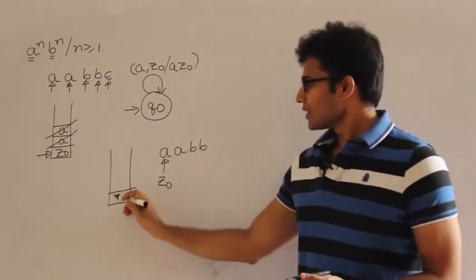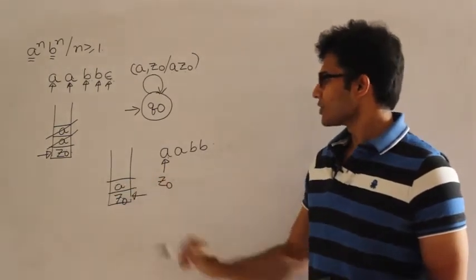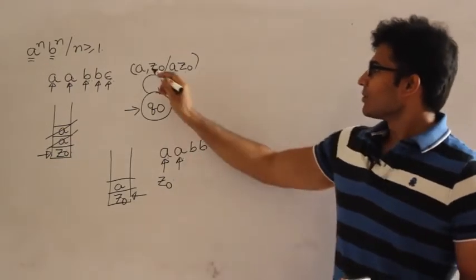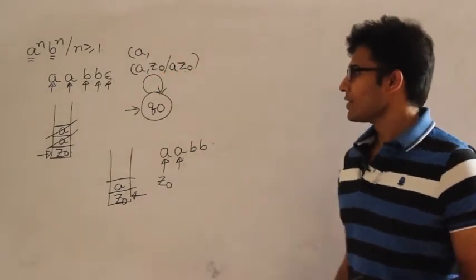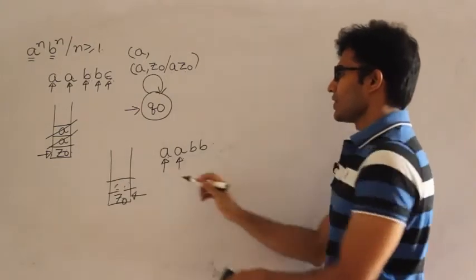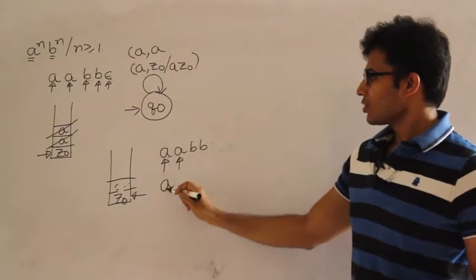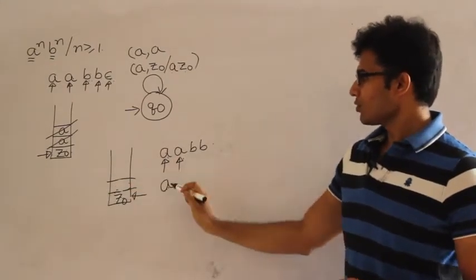Okay. Now z0 will be on top of the stack. On top of it, a is pushed. And next, I am again seeing a, right? So if I see a, what is on top of the stack? a. So whenever I say a is on top of the stack, actually a is now outside, isn't it? If a is in the input and a is on top of the stack, a was on top of the stack and now I just removed it.